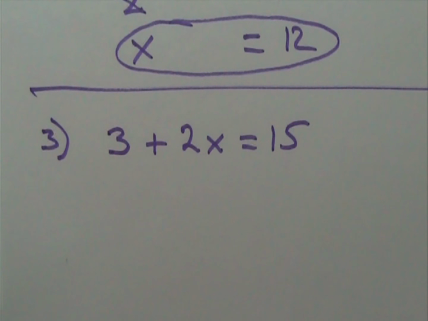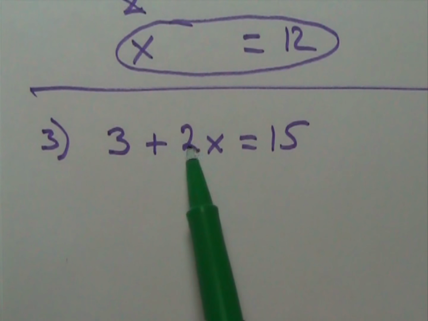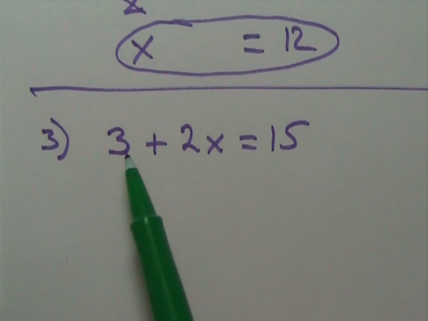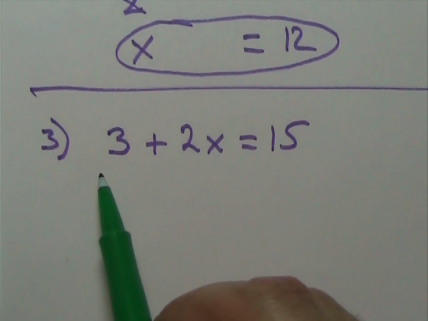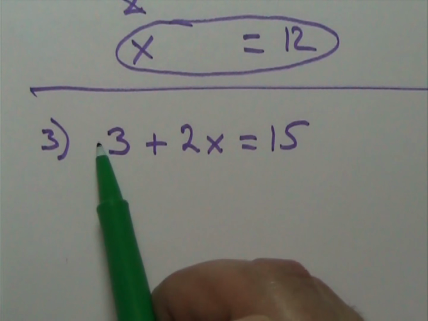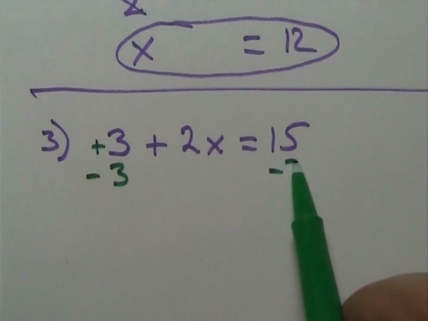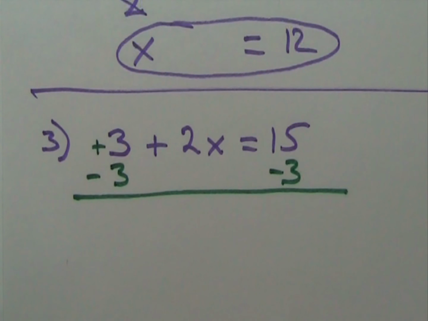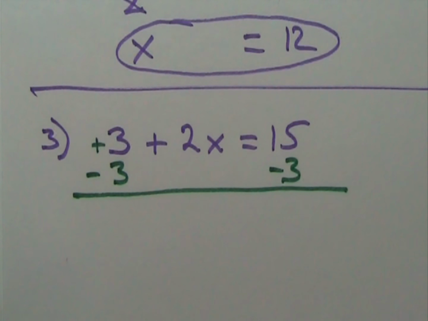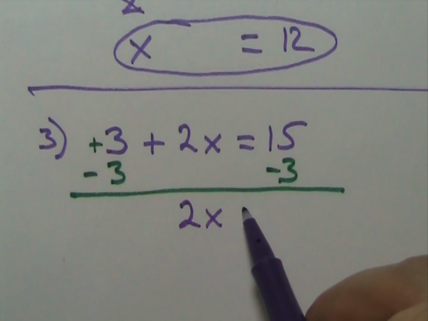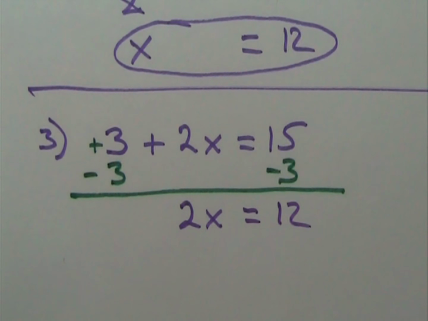Remember, our steps are adding or subtracting, then multiply, divide. So let's see, am I going to get rid of the 2 times x, the coefficient, or am I going to get rid of the constant, the 3? The 3. Okay, so this is a positive 3, so I will subtract 3. But I have to do it to both sides. So that's gone, and that's going to leave us with 2x. Keep my equals lined up. Equals 15 minus 3 is 12.